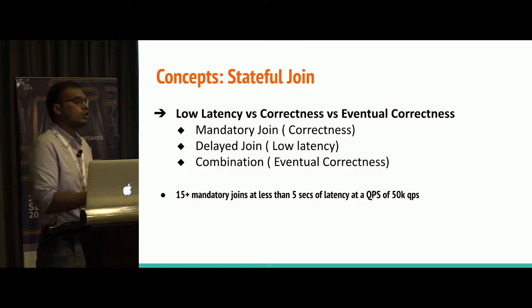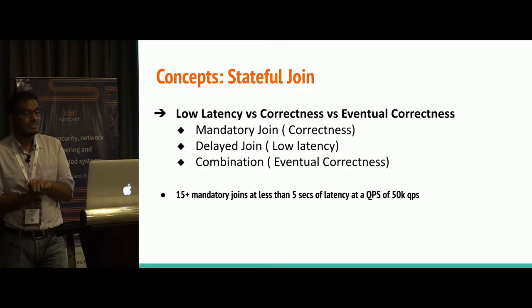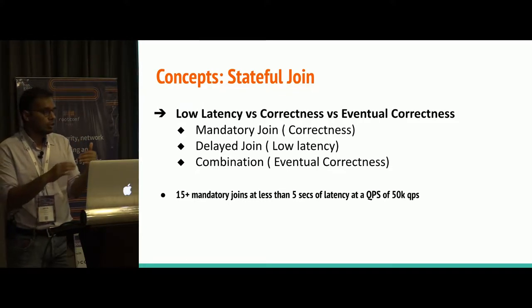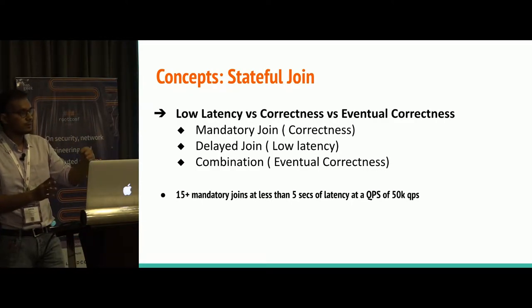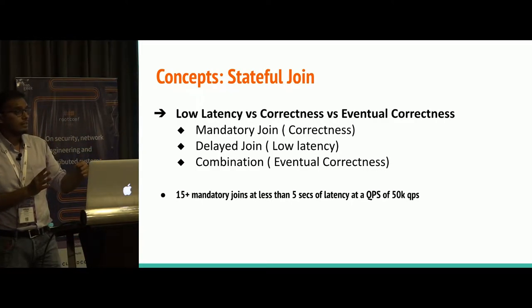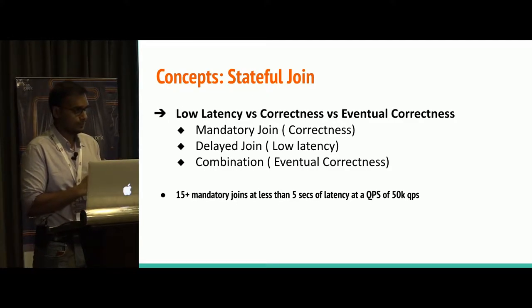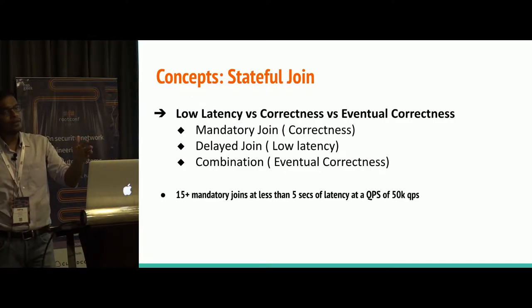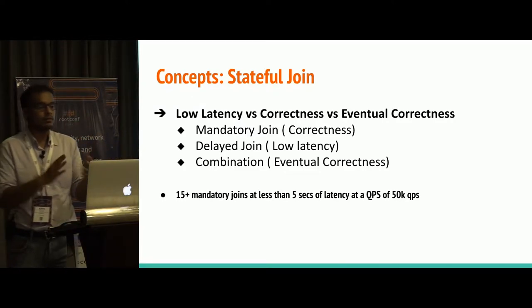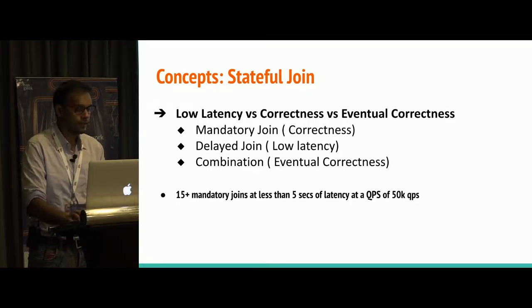If the join has not succeeded, then I would not process the data. So that's correctness for you. Then we also introduced the concept of eventual correctness. If the join is not successful right now, park the event. But whenever the data comes, it could be late arriving data, process it as soon as the data arrives. So that's eventual correctness. And the third bit is: process the data right now, but when the join data arrives, process it again. So that's basically mixing both low latency and eventual correctness.